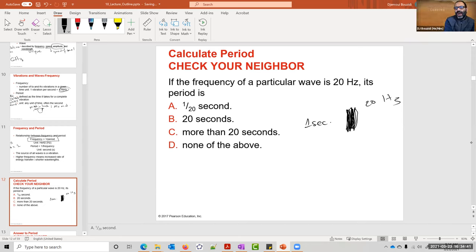Now, if you want to know how much time it takes to go up and down, of course, it's going to be 1 second divided by 20. So it's 1/20th of a second. So the correct answer is this one.